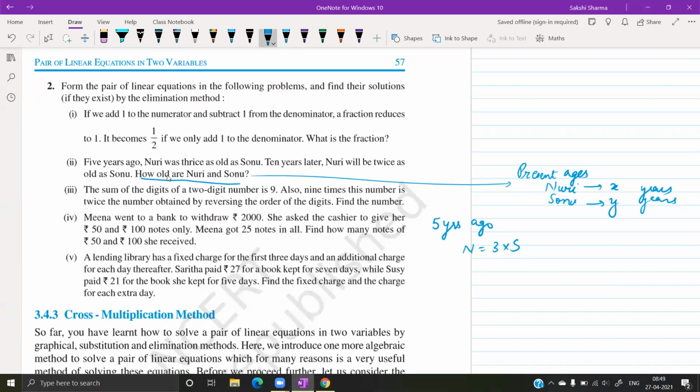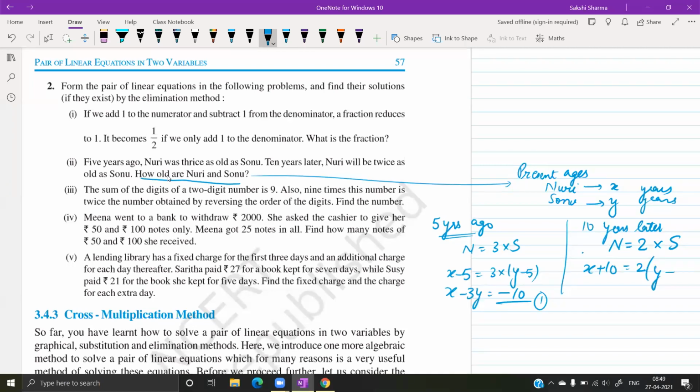And then you want to work with their past ages and the future ages. 5 years ago, Noori was thrice as old as Sonu. Your equation will be x minus 5 equals 3 into y minus 5, in simplified form, equation number 1. And then 10 years in the future, both of their ages will increase. They are saying Noori will be twice as old as Sonu. So x plus 10 equals twice y plus 10. Simplified form, you get x minus 2y equals 10.